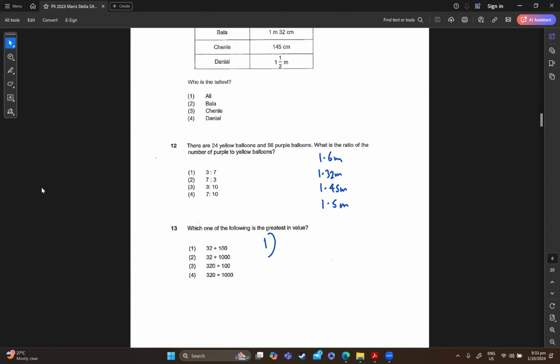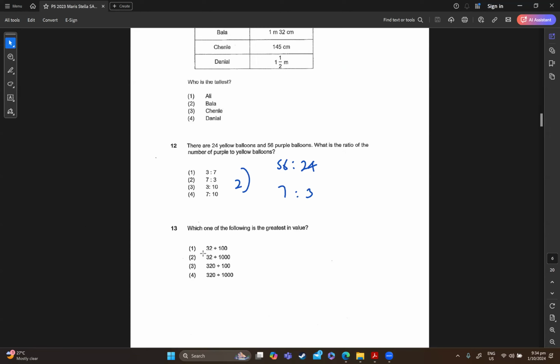Okay, question 12. There are 24 yellow balloons and 56 purple balloons. What's the ratio of the purple to the yellow? All right, so just write 56 to 24. They're both multiples of 8. Divide by 8, you get 7. Divide by 8, you get 3. So the answer is option 2.